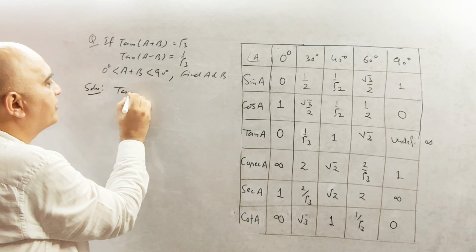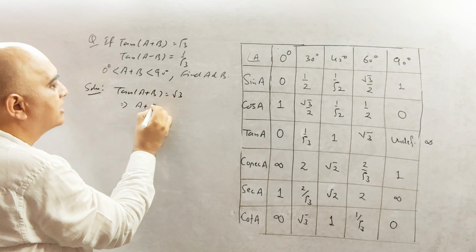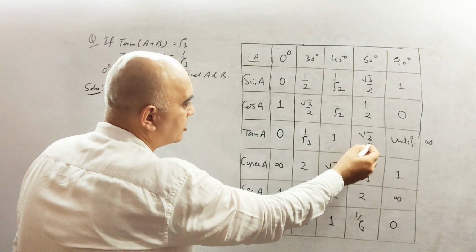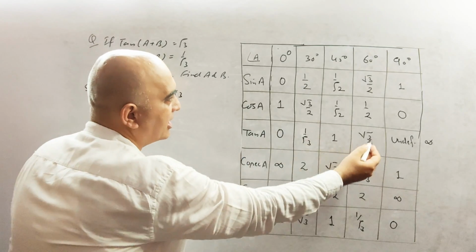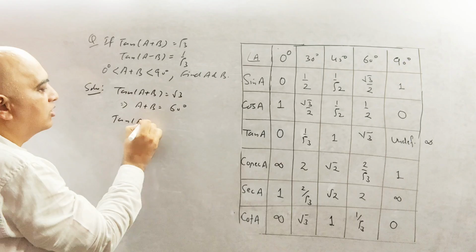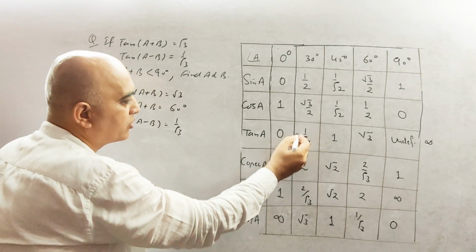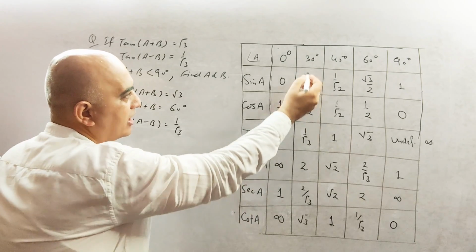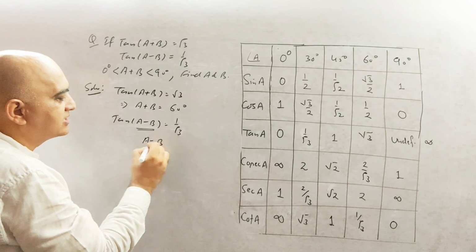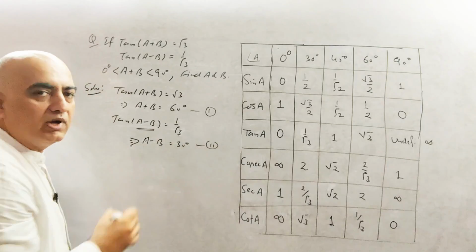The tangent of a plus b is equal to root 3. It implies that a plus b will be, where is the tangent root 3? In front of root 3 we have tangent 60 degree. So a plus b will be 60 degree. And also tangent of a minus b is equal to 1 upon root 3. In this table, where is 1 upon root 3? This one. Tangent at 30 is 1 upon root 3. So tangent of a minus b is 1 upon root 3 implies that a minus b is equal to 30 degree. Now we have these two equations 1 and 2.